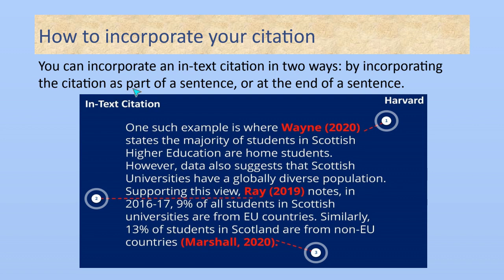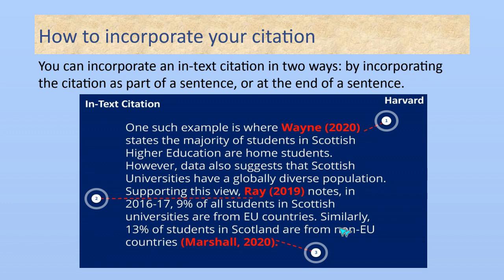So you can incorporate an in-text citation two ways: by incorporating the citation as part of a sentence or at the end of a sentence. So you'll see the first one, it says Wayne 2020. And then we're going to have a look on the Padlet after this. One such example is where Wayne (2020), you see the brackets come after the surname. They're not together. Is where Wayne states the majority of students in Scottish higher education are home students. However, data also suggests that Scottish universities have a globally diverse population. Supporting this view, Ray 2019 notes, etc.